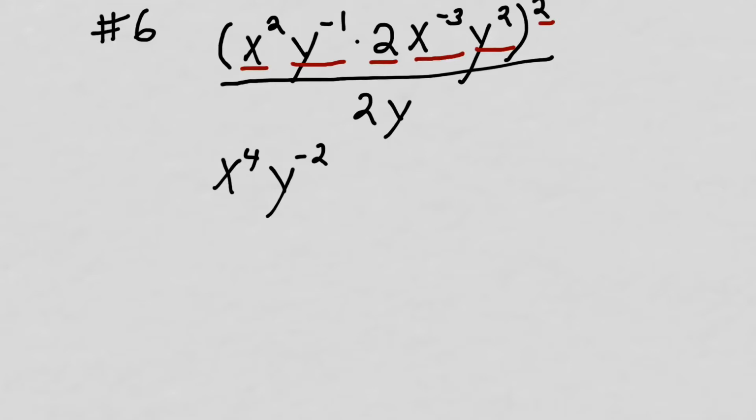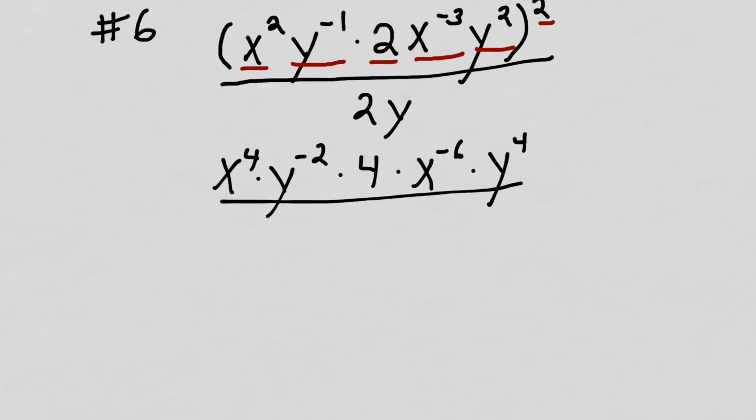Now we move on to the 2. 2 squared is 4. Moving on to the x to the negative third, that becomes x to the negative 6th. And finally, y squared becomes y to the 4th. All of that is going to be over top of 2y.